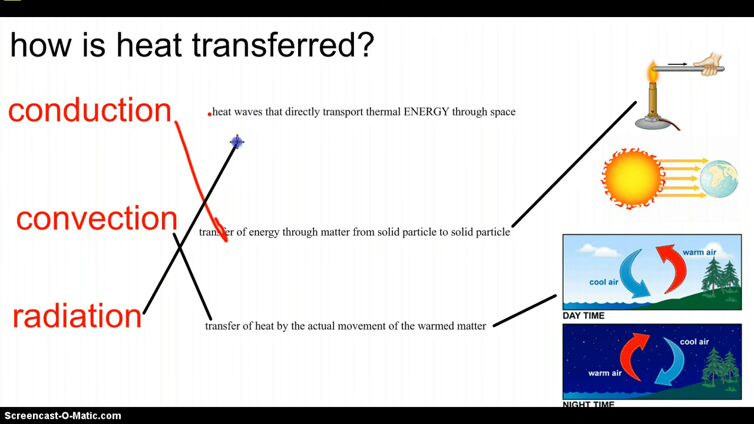Radiation is the heat waves that directly transport thermal energy through space. So this is like the sun warming the earth. Also, if you stand in front of a heater and you feel the heat on your face, that is the heat energy traveling through space to you. So those are the 3 ways heat can be transferred. You're going to need to identify these ways. If you look at a picture, you should be able to identify which one is convection, conduction, or radiation.